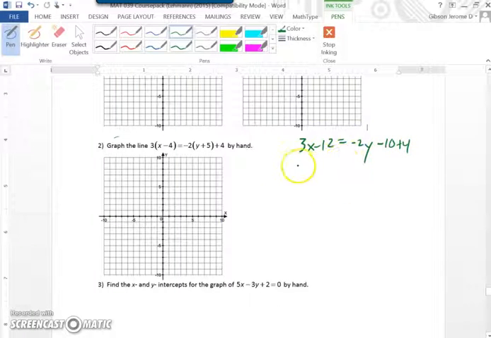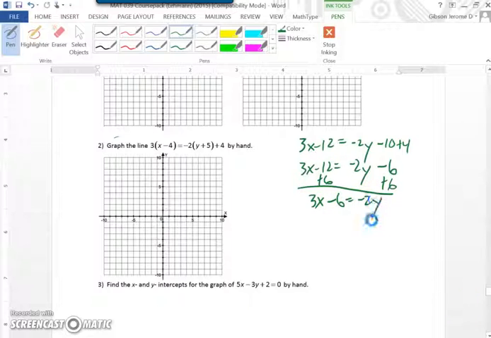Now we will combine any like terms. We have 3x minus 12 equals negative 2y minus 6, because negative 10 and 4 will give us a negative 6. Now, we will add 6 to both sides. So we will have 3x minus 6 is equal to a negative 2y. Now we have to divide each individual term by a negative 2. And then we will have negative 3 halves x plus 3 is equal to y. And this is in slope-intercept form.